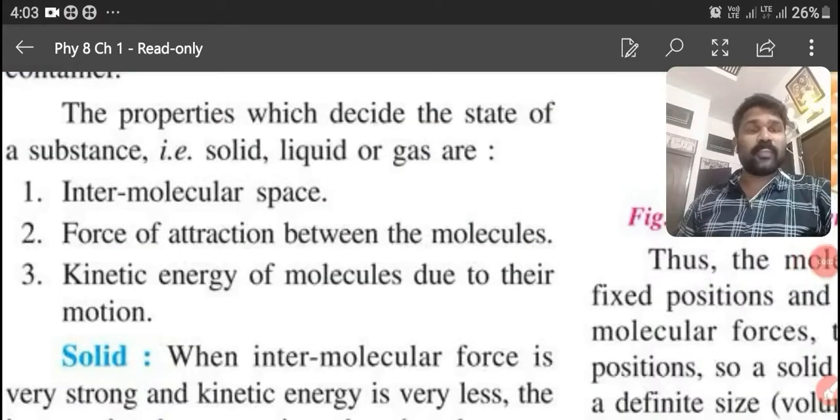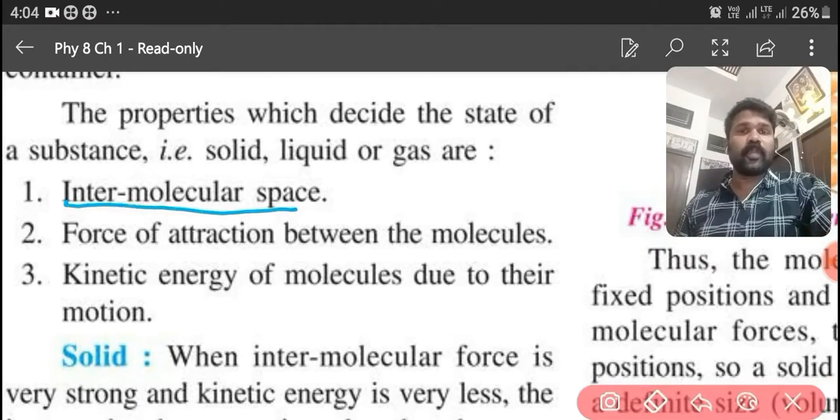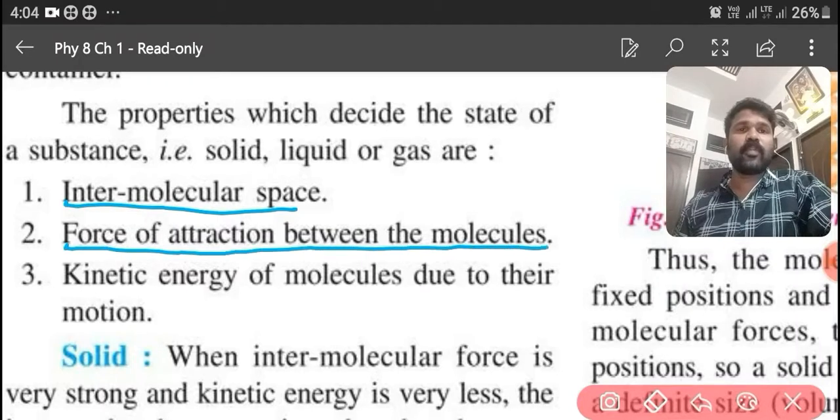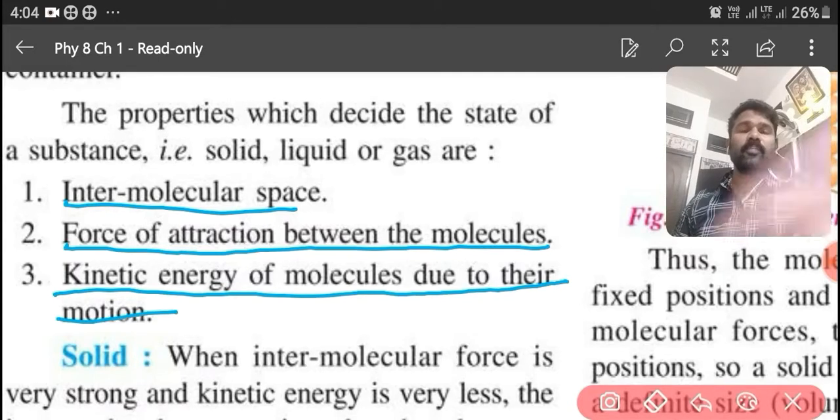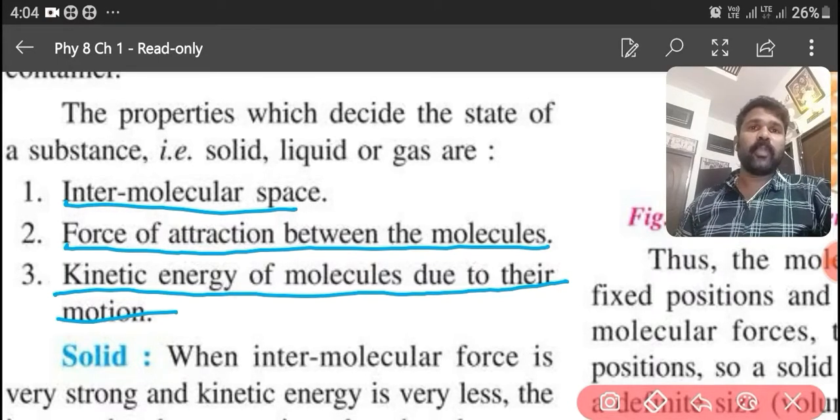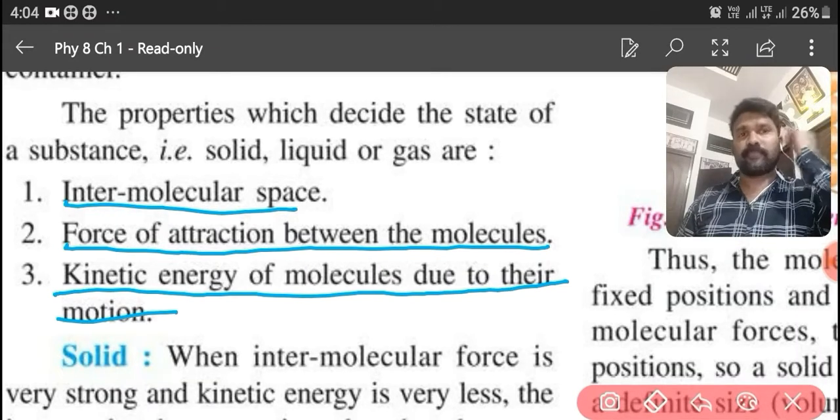The properties which decide the state of a substance, that means solid, liquid, or gas, are three properties. First one, intermolecular space. Second one, force of attraction between the molecules. Third one, kinetic energy of the molecules due to their motion. These are the three properties which decide whether the substance is a solid, liquid, or gas.